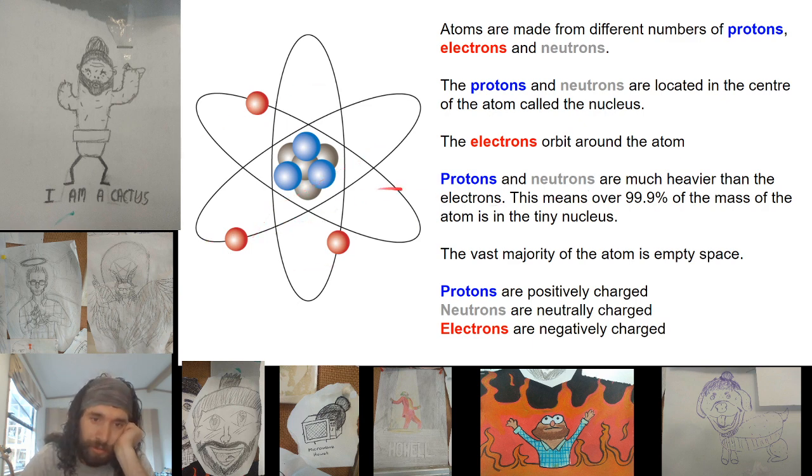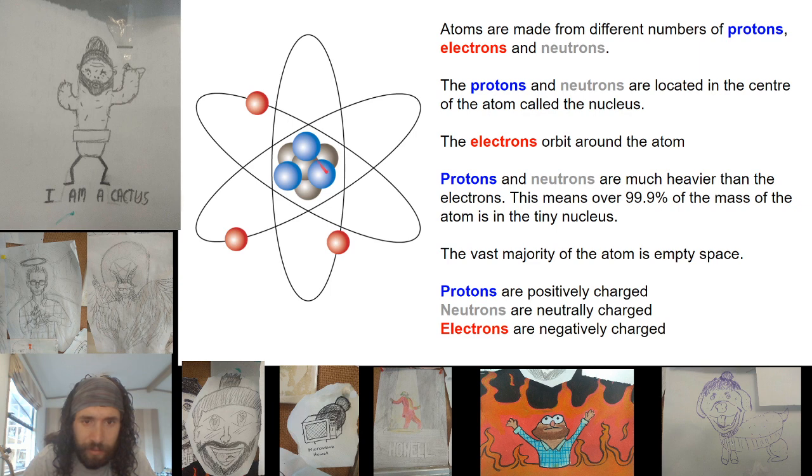In this model, the protons and the neutrons are in the middle, or the nucleus, of the atom. Protons are positively charged and the neutrons are neutrally charged. The electrons orbit around the nucleus, and they are negatively charged. In a neutral atom, you're going to have the same amount of protons and electrons.